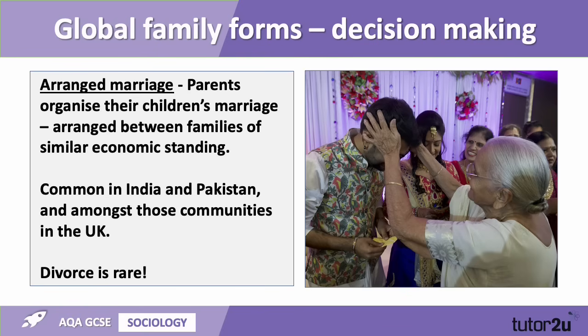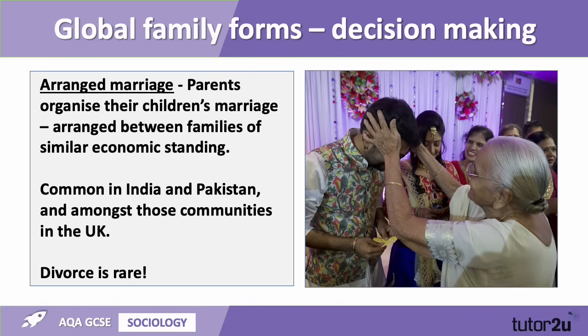We also need to consider the decisions that affect family forms and organisation. Arranged marriages exist in some societies. In these situations, parents organise their children's marriages, they choose their children's spouses who are often quite unknown to each other, and the marriage is usually arranged between families of similar economic and social standing, and is seen as a union of the 2 families rather than just a love match, though it is hoped that love will develop over time. The practice is particularly common in India and Pakistan and among these ethnic communities within the UK.